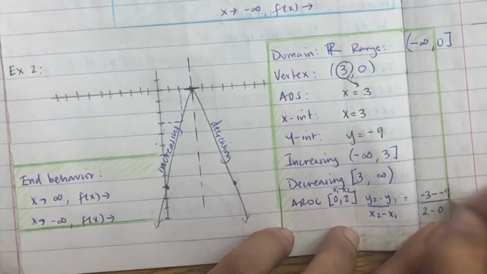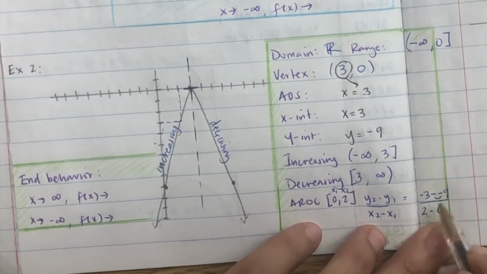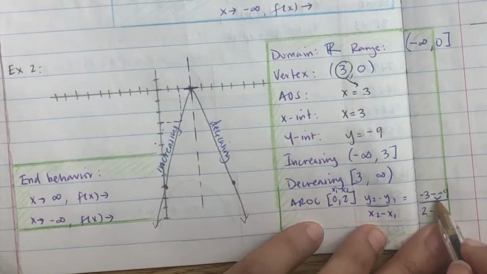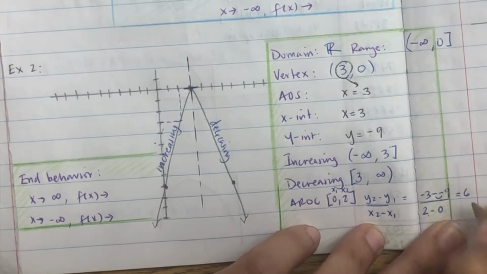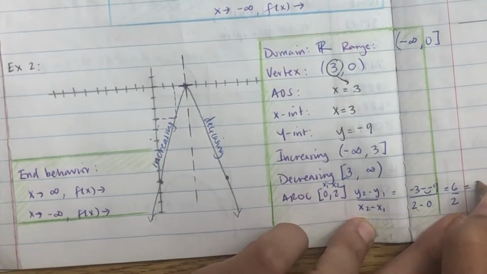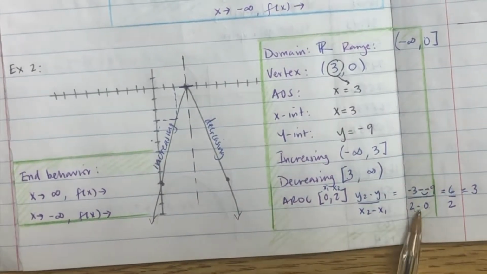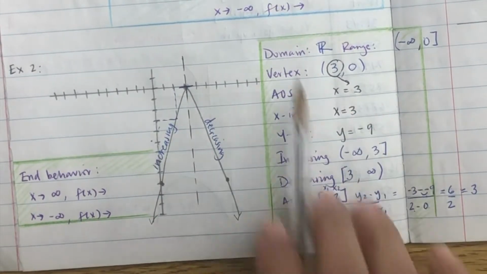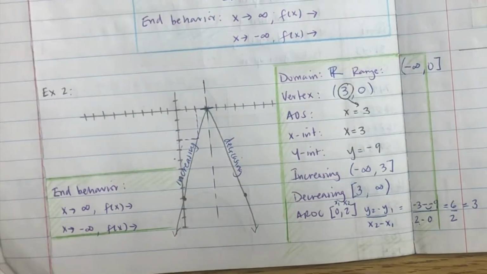Once again, that's going to make what? A positive. Negative 3 plus 9 is positive 6. 2 minus 0 is 2. 6 divided by 2 is 3. So it's just a coincidence that the average rate of change is the same for both questions. But that's how you find the average rate of change.